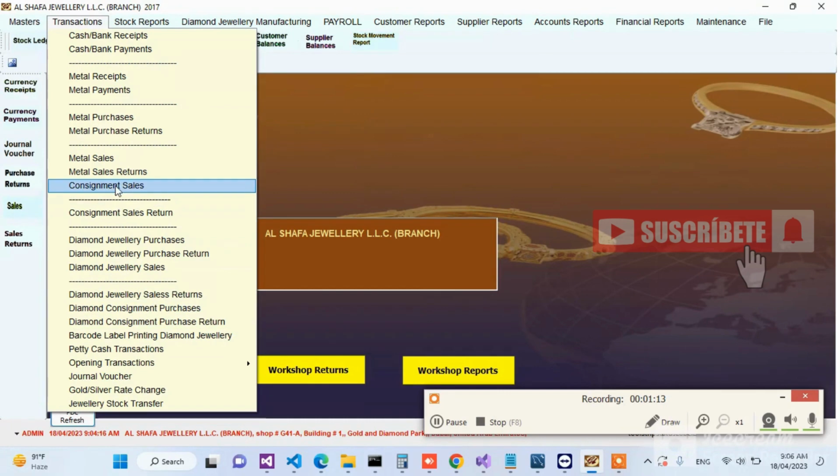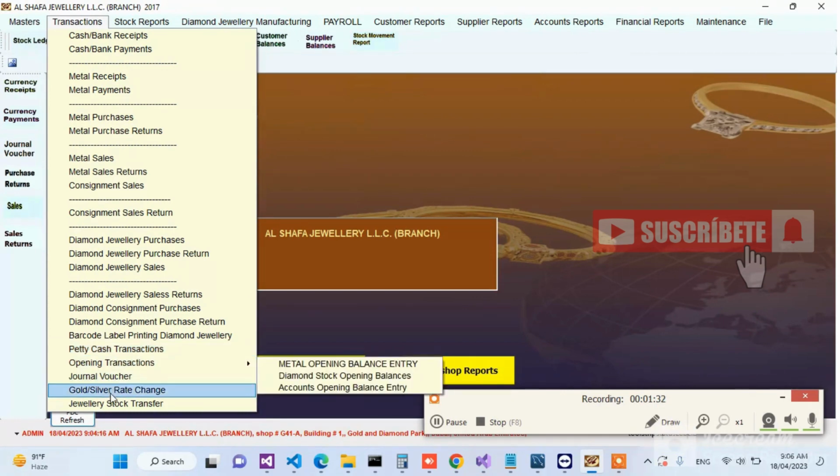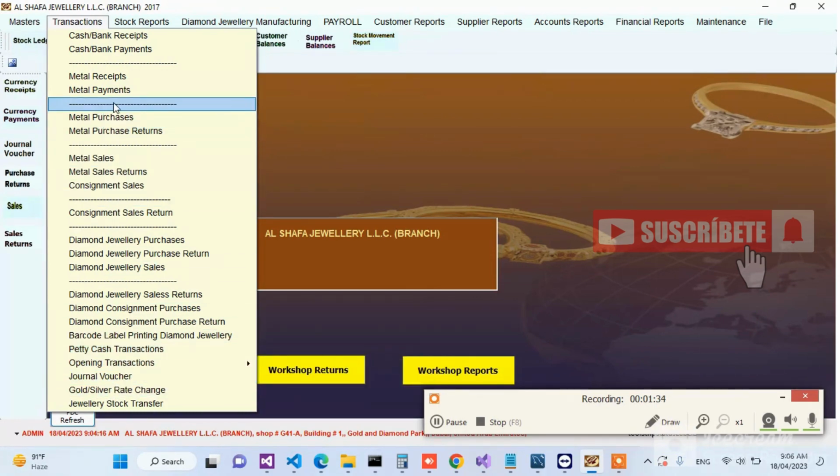So consignment you have purchase also, sales also, and then diamond consignment purchase returns also, and barcode printing for diamond jewelry. Suppose if you want to create the barcoding, you can create also, and petty cash transactions for general expenses, daily expenses, and others. And these are the main menus for this software, which is for the diamond jewelry and gold jewelry together.